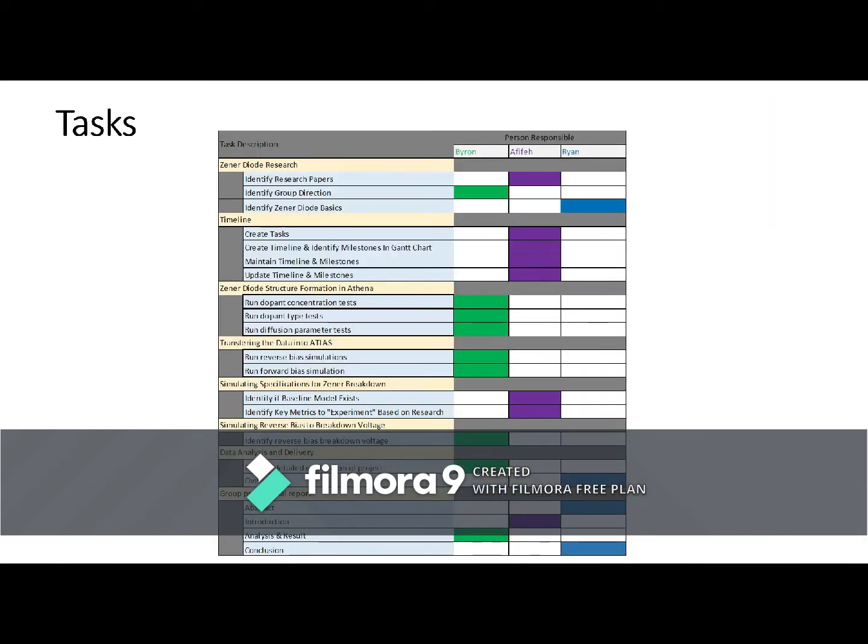Hello everyone, my name is Afifa. As you can see on the slide, these are our tasks that we split out in our major milestone that I will identify further in the next slide.